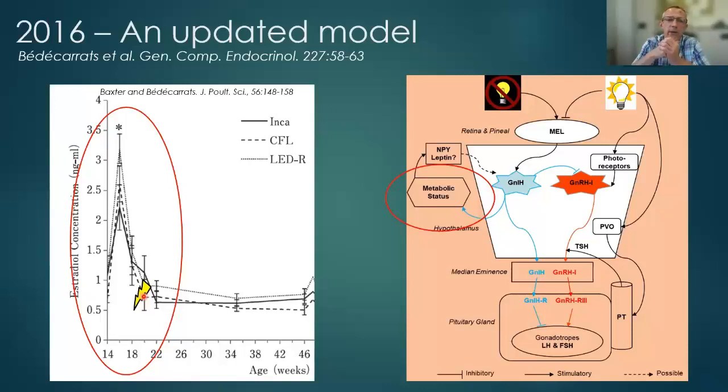So we looked a little bit deeper into it. And this is where we figured out that all those birds that seem to enter lay early seem to be overweight. Hence, in 2016, we started to introduce that metabolic status in our model, saying that this is not only photoperiod, there is something inside the bird that tells it that it's ready to lay, and we really were looking at something linked to body weight.